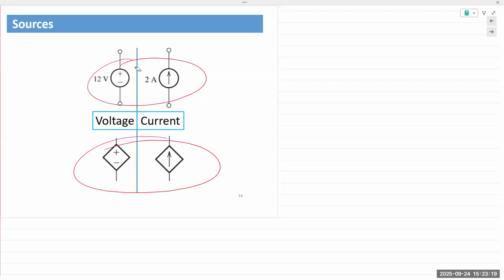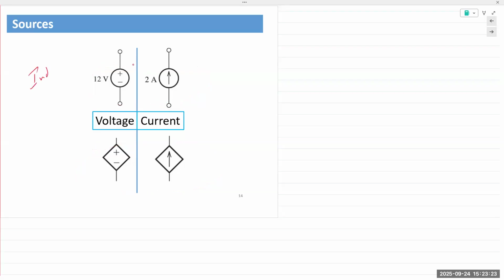So circle ones are independent sources, and the diamond ones are dependent sources. Independent sources simply means that the sources do not depend on anything else to supply its rated quantity. Hence, that makes them independent. Everything that we use in everyday life, they're all independent sources, right?